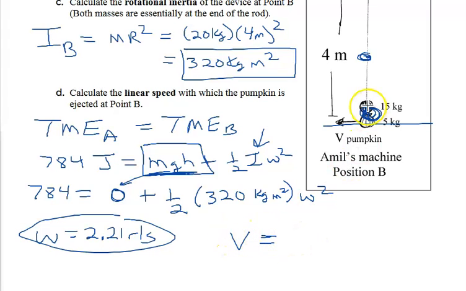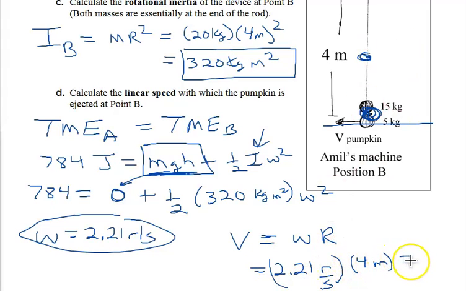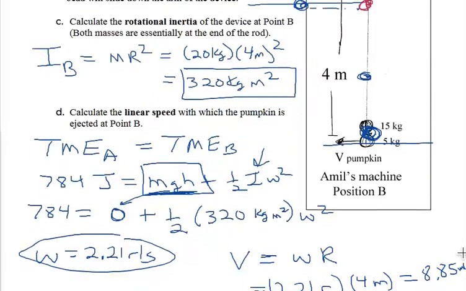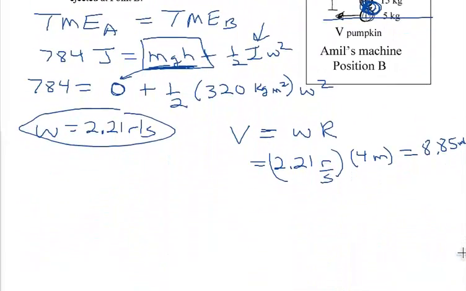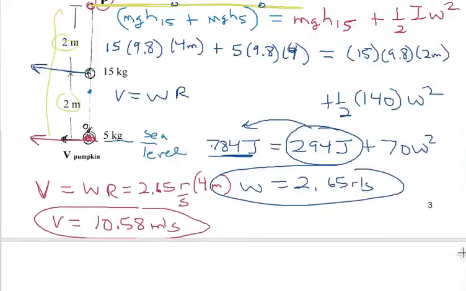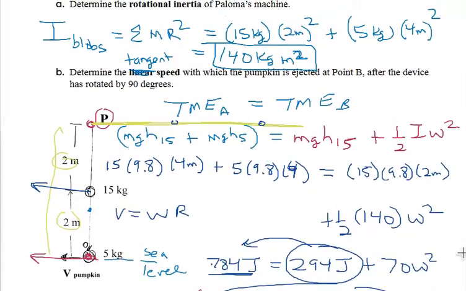So the speed of the pumpkin is omega times r. The omega is 2.21 radians per second. How far is that pumpkin from the pivot? 4 meters. So it is now going 8.85 meters per second when it gets ejected instead of the 10.58. Okay, so sorry, bad move, but that's why you do the math, so that you know not to do that.